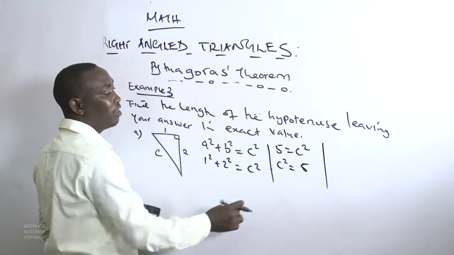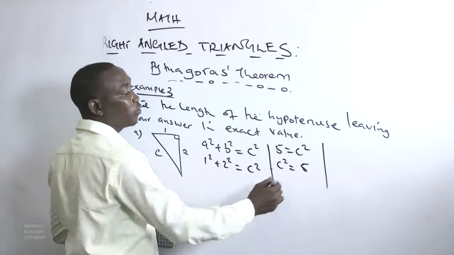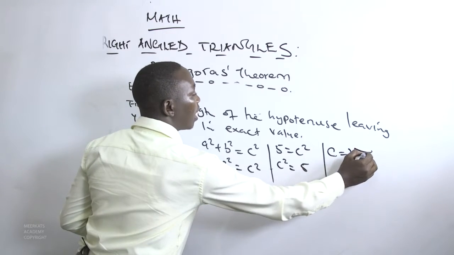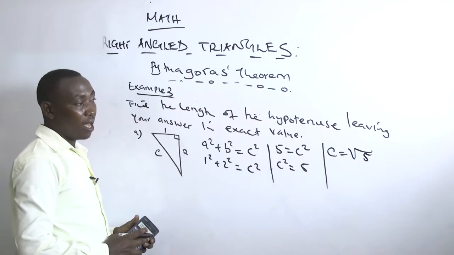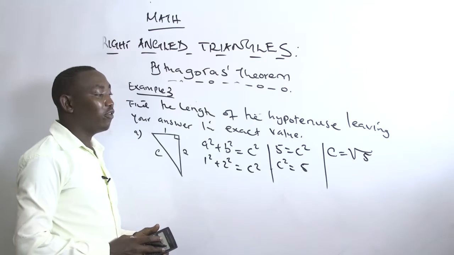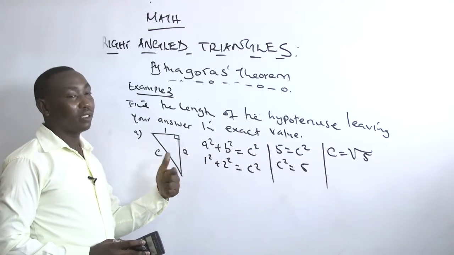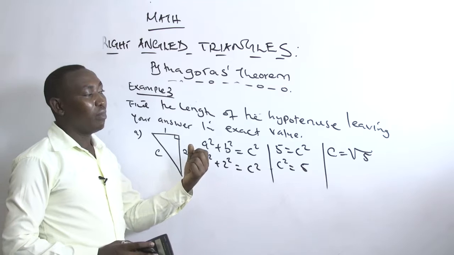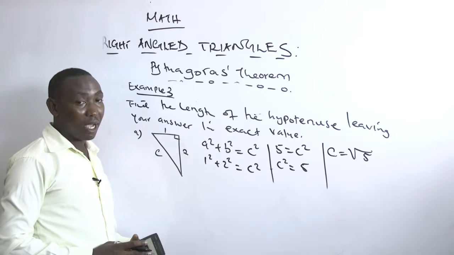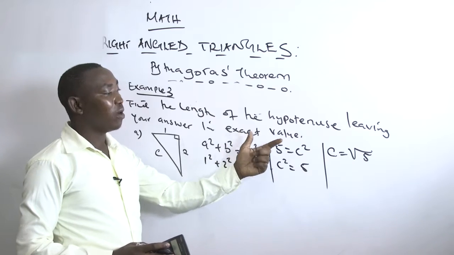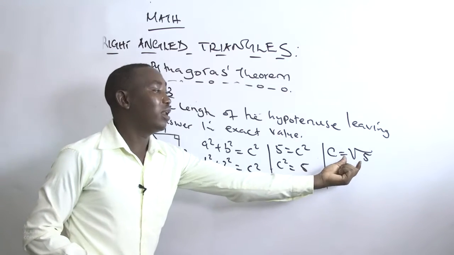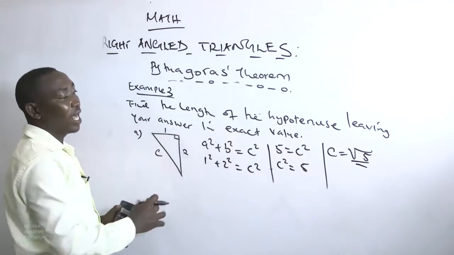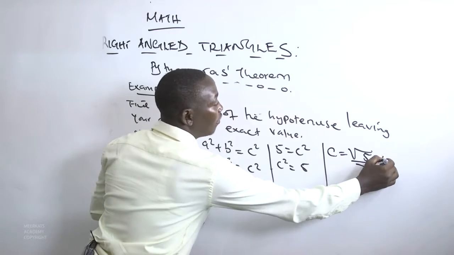Now, for us to be able to get the value of c, we need to get the square root of both sides, which will give us c on the left-hand side is equal to the square root of 5 on the right-hand side. Now, if you get the square root of 5, you will find that that number is neither terminating nor recurring. Therefore, you cannot write that number as a fraction, and we refer to them as irrational numbers. And therefore, if we want to leave our answer in exact value, then we need to leave it in surd form. Now, this is what you call the exact value of the hypotenuse. So it is root of 5 units.